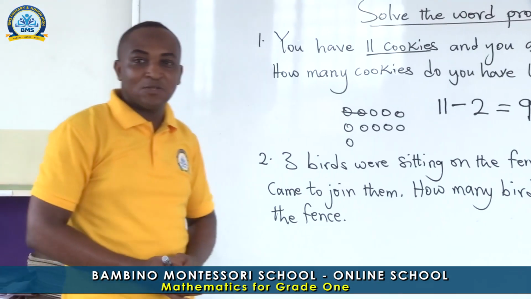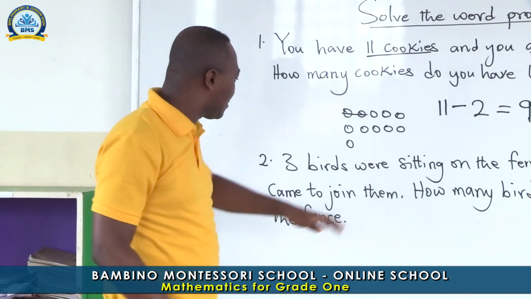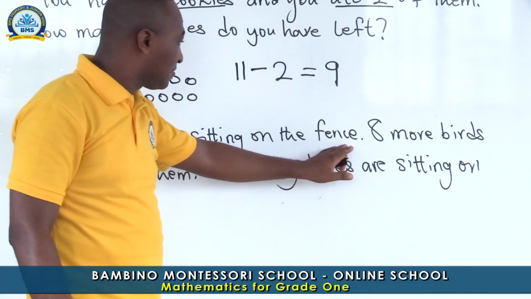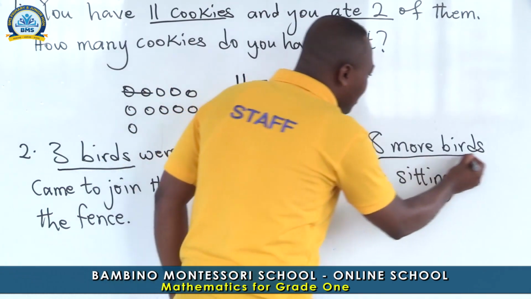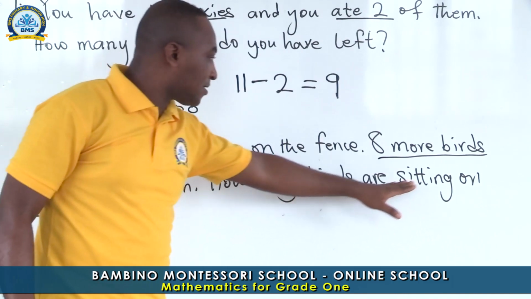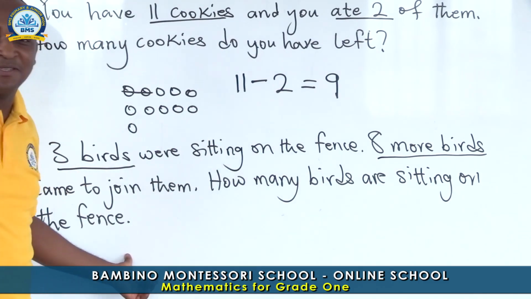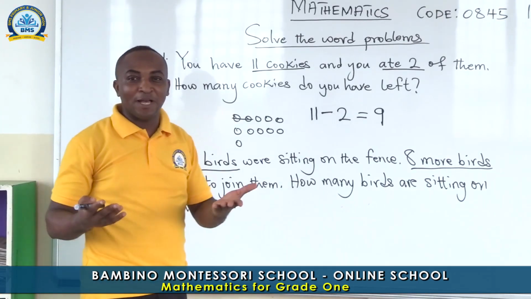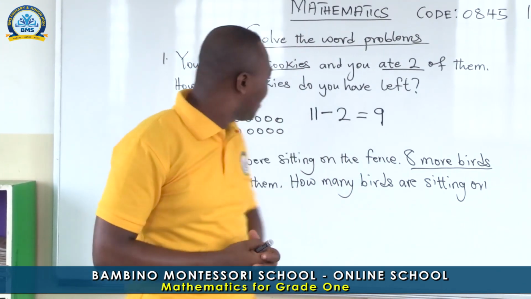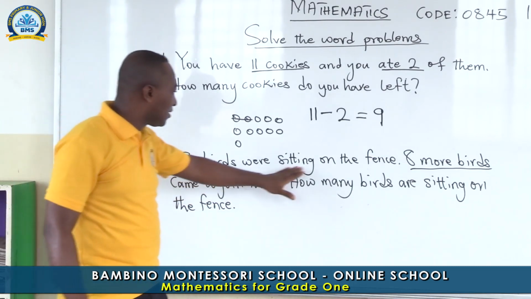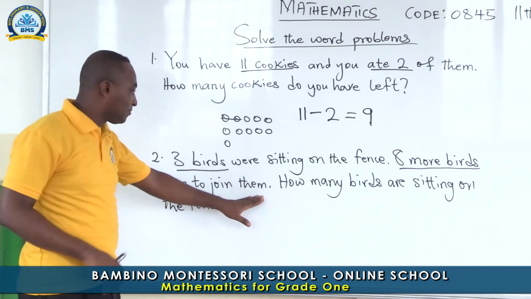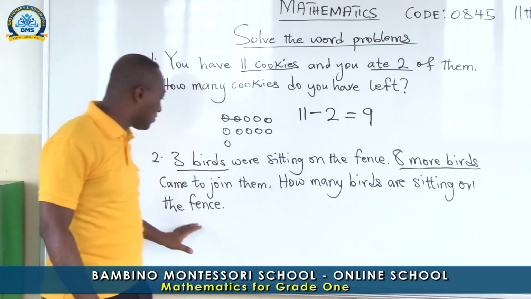Good. So that's the next question. 3 birds were sitting on the fence. Then 8 more birds came to join them. How many birds are sitting on the fence? So you have to ask yourself this question. Are we going to add or subtract? We have 3 birds sitting on the fence. Then 8 more birds came to join them. So how many birds are sitting on the fence?